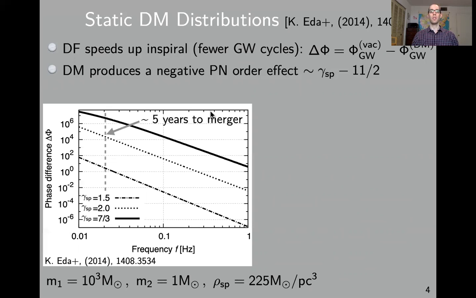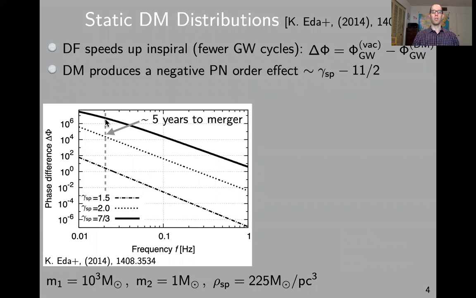And what they found was that this phase difference can be quite large. So this is a typical example that they found for an intermediate mass black hole of 1,000 solar masses and a second compact object of 1 solar mass for a few different power laws of the spike. In particular, for the case gamma equals 7/3, the solid line, for a system that would merge within 5 years, the presence of dark matter would cause a significant dephasing. So it would undergo around 1 million fewer cycles, whereas the system starting from this orbital separation would tend to just undergo a few million cycles. So this causes a very large dephasing effect.